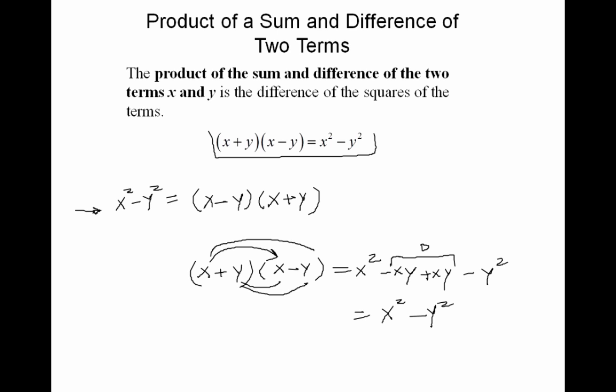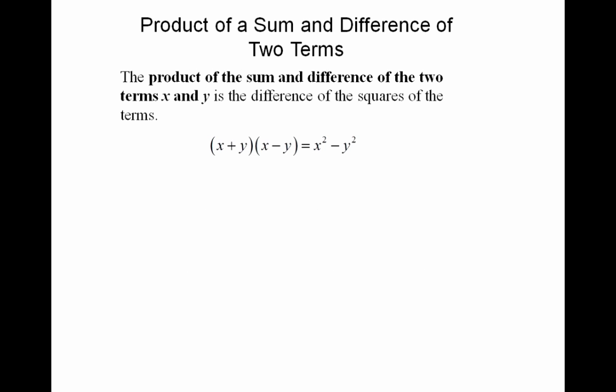So you want to remember this formula. Product of the sum and difference of two terms. The product of the sum and difference of two terms x and y is the difference of the squares of the terms. Once again, x plus y times x minus y is equal to x squared minus y squared.